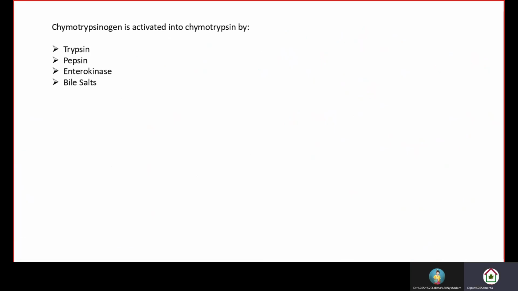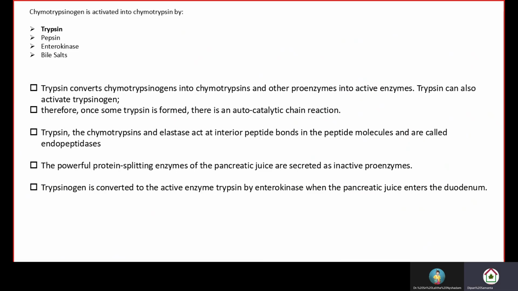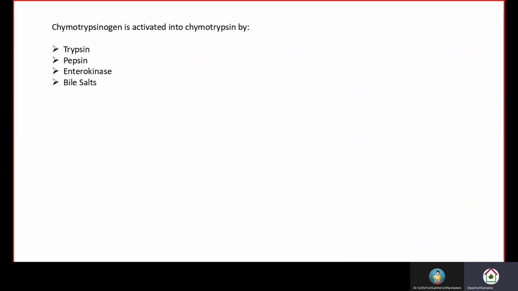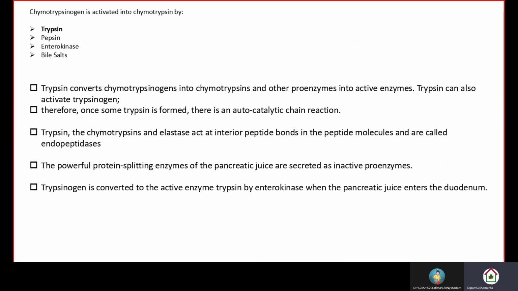Chymotrypsinogen is activated into chymotrypsin by trypsin, pepsin, enterokinase, or bile salts? The answer will be trypsin. So this is quite fact based.